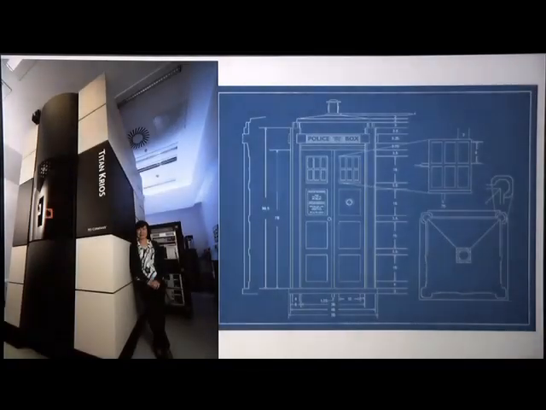Okay, so I think Tony on Monday introduced this thing as a big black box, and I think he called it a TARDIS. So I like the metaphor actually, and as we go through the talk, I think you'll see more and more why I like it.